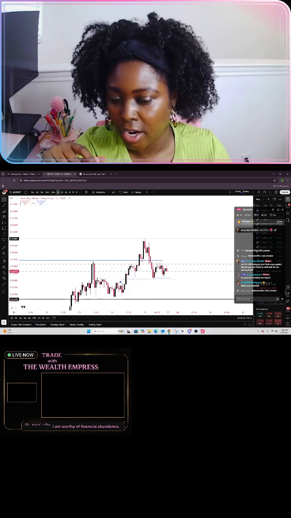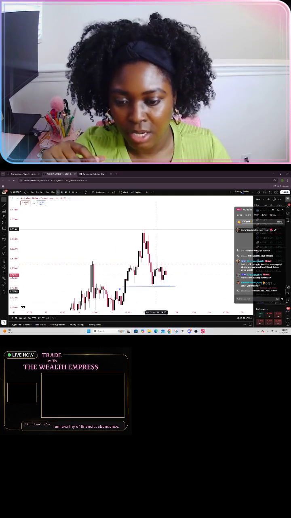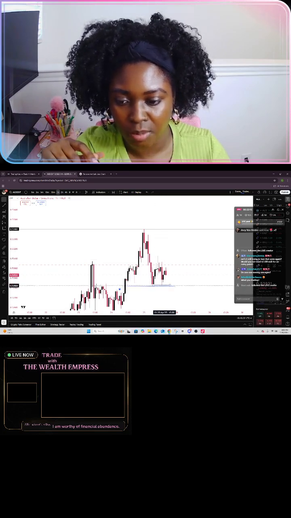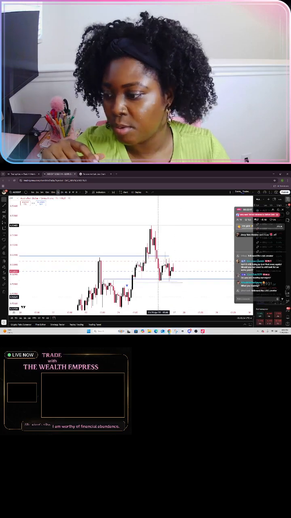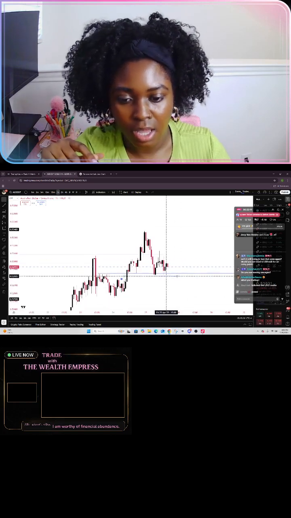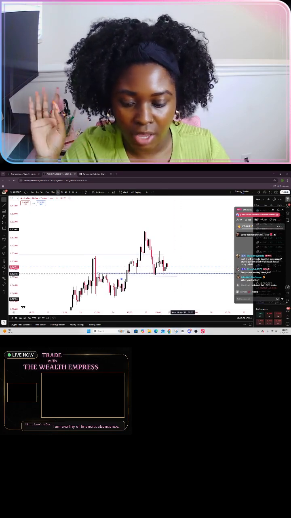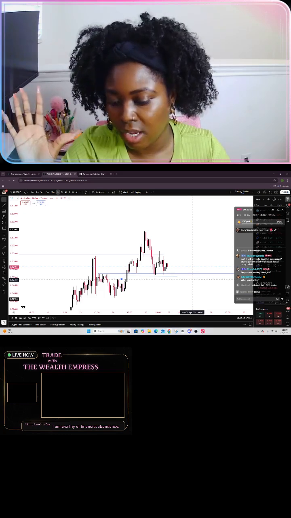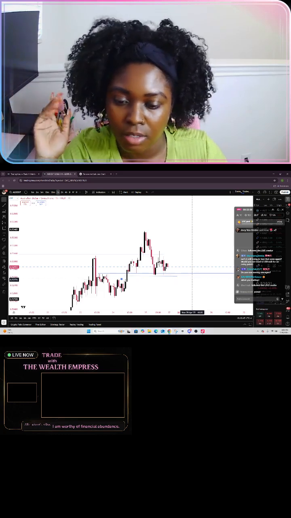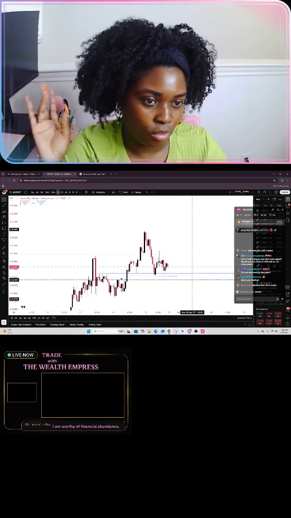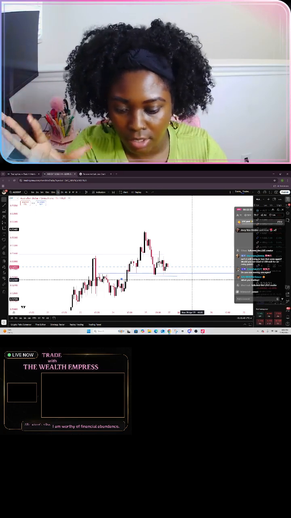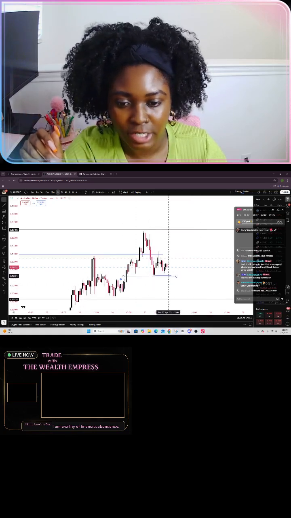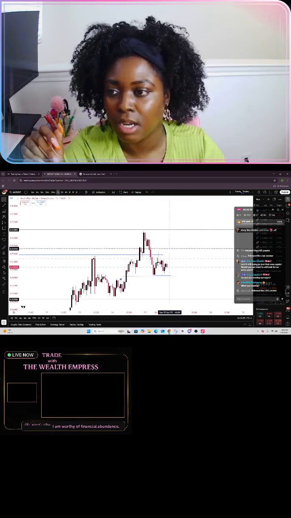I set my alert here because we have liquidity sitting right here. So I know that this liquidity needs to be ran. I want to see this liquidity be ran, and then I want to see some type of entry candle, whether it's evening star, morning star, engulfing candle, a pin bar, something like that, okay? Just want to see some type of rejection showing me that it's moving back up to the upside.